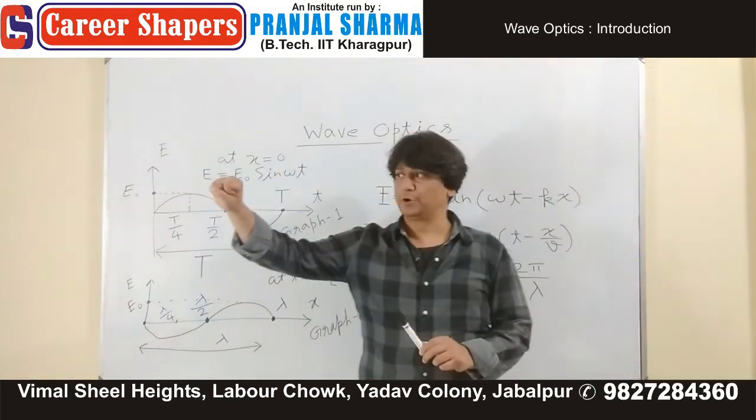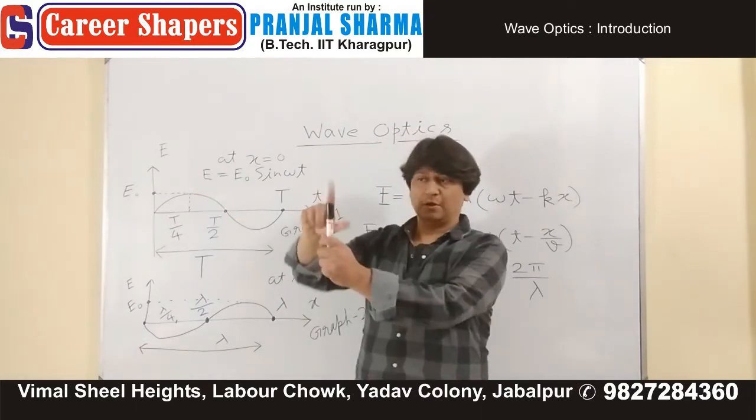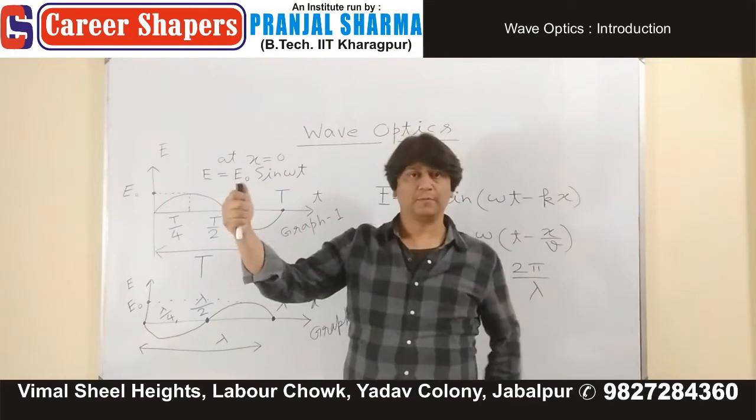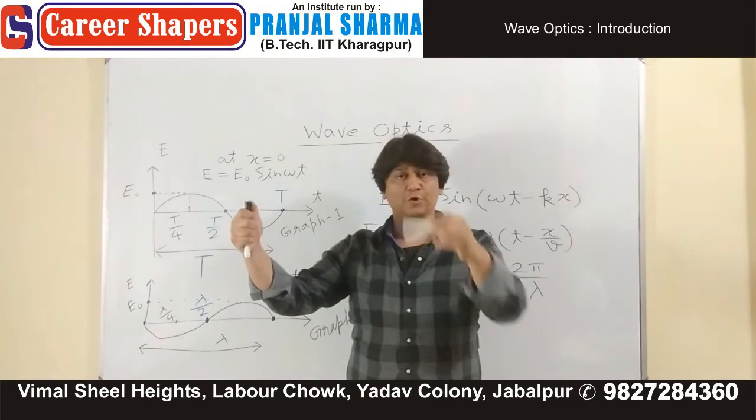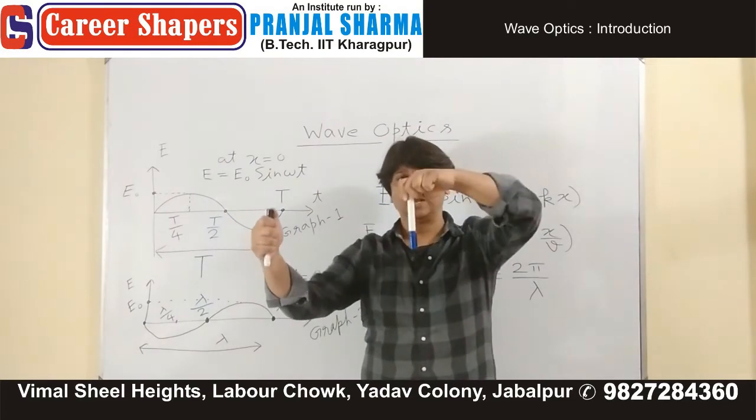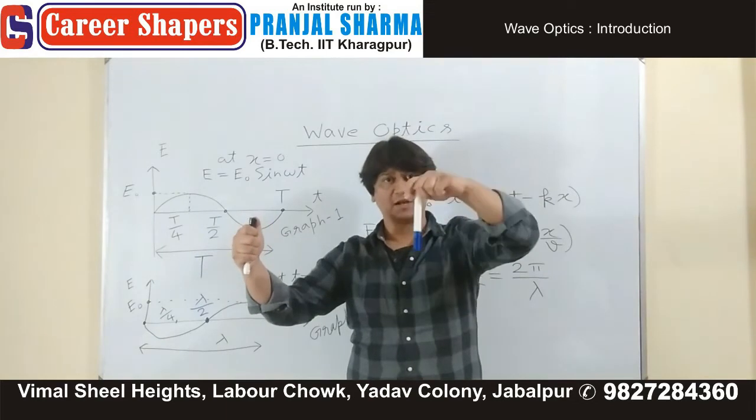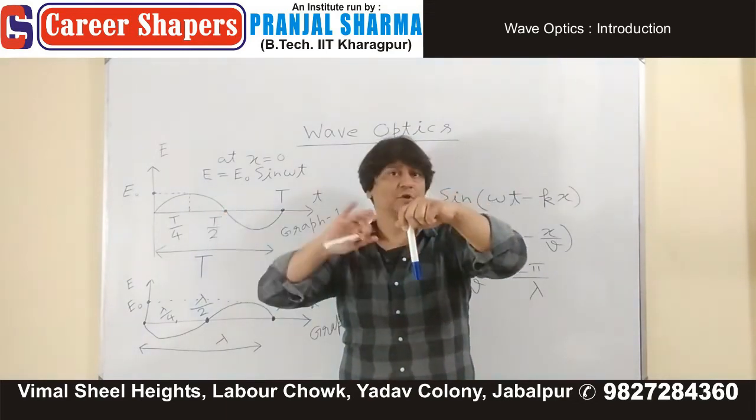At x equals 0, right at this place, electric field is 0. Look at the tip. Electric field, remember, is 0. At a distance of lambda by 4, what do you notice? That electric field is maximum, but is in the opposite direction, the negative direction. This much gap is what? Lambda by 4. Right here, there is no electric field.